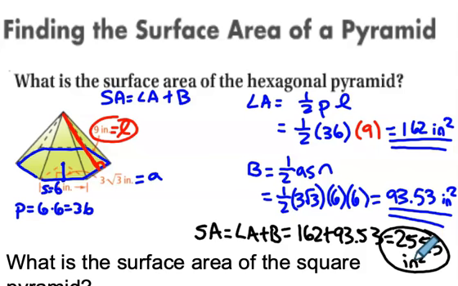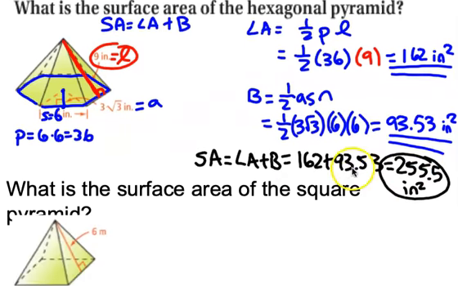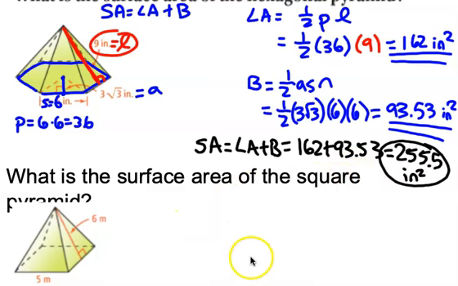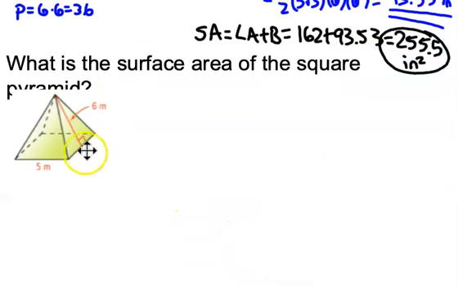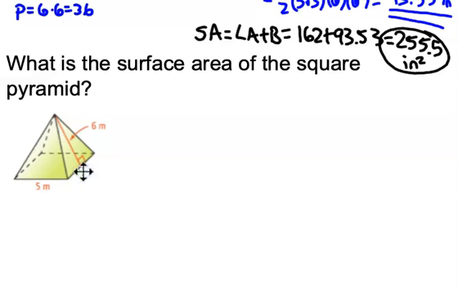All right, let's try a square pyramid. So capital B is going to change now. Again, we just have to make sure we have the right kind of height. Looks like we do. Okay, surface area of a pyramid is LA plus B. So we have to get LA, and we have to get B, and we have to add them together.